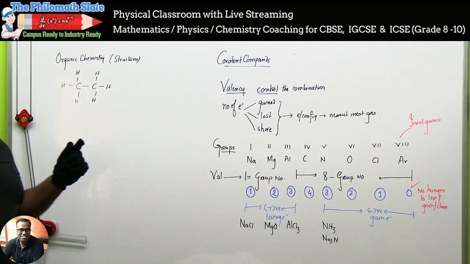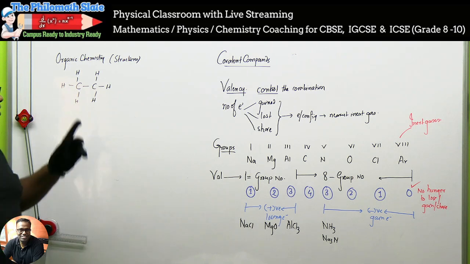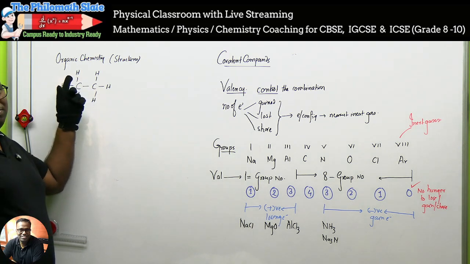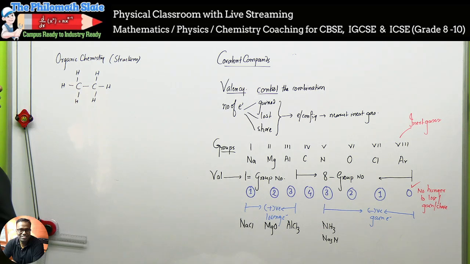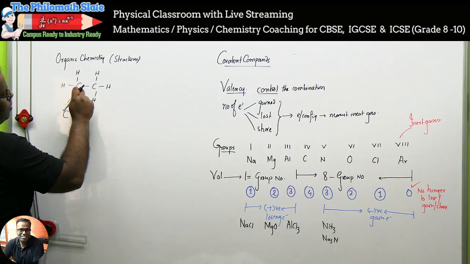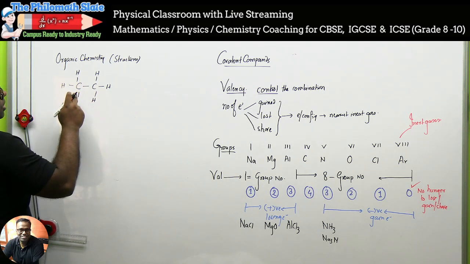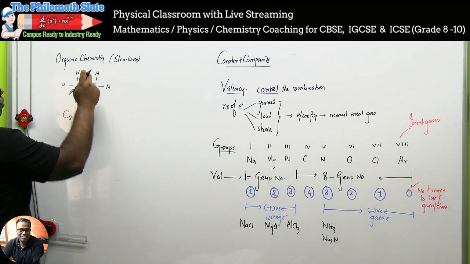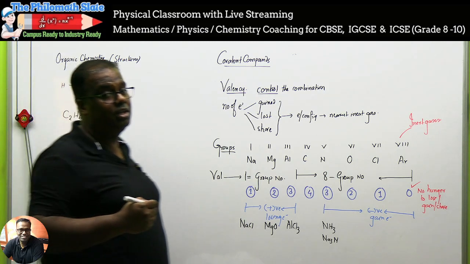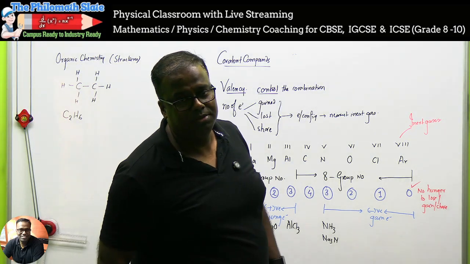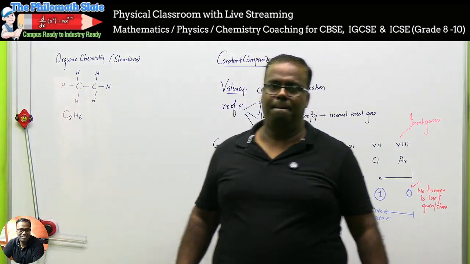Each carbon atom, what is the valency of carbon? 4. So 1, 2, 3, 4. Satisfied? 1, 2, 3, 4. So what should be the formula of this compound? C2. So how many carbon? 1, 2, 2. How many hydrogen? 1, 2, 3, 4, 5, 6. C2H6. Please do not make a ratio out here. You cannot.